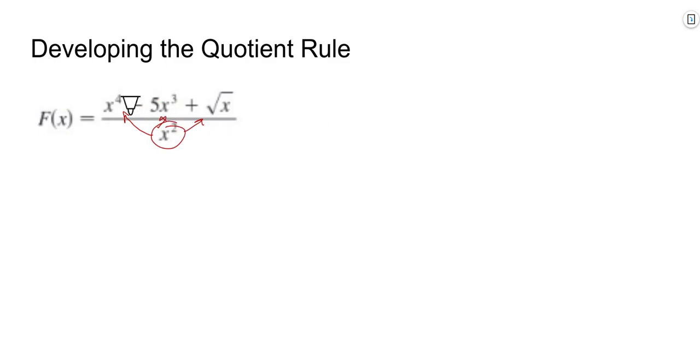So I'm going to rewrite this as x to the fourth divided by x squared, which is x squared, right? Negative 5x to the third divided by x squared is going to be negative 5x. And then the square root of x divided by x squared: think of that as x to the half, and then I divide off by x squared. I could rewrite that as x to the minus 3/2.